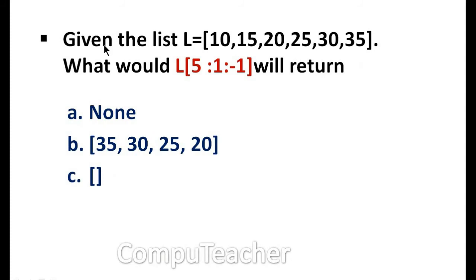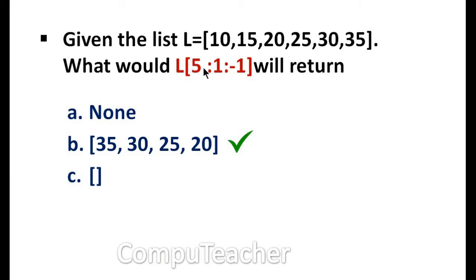Next question. Same list. Then the output of L of 5 colon 1 colon minus 1. See here the start value and stop value are positive values, that is, it is positive indexing. And what about the step value? It is a negative value, that is, the values are extracted from right to left in reverse order. So what is the output? That is 35, 30, 25, 20.